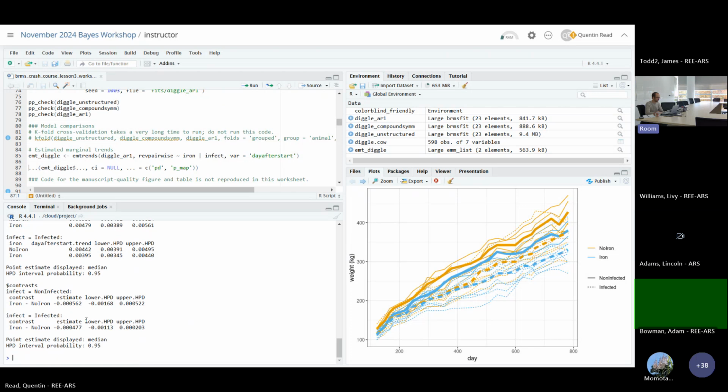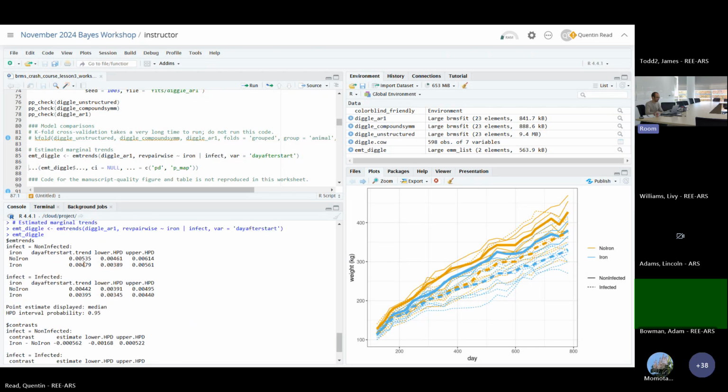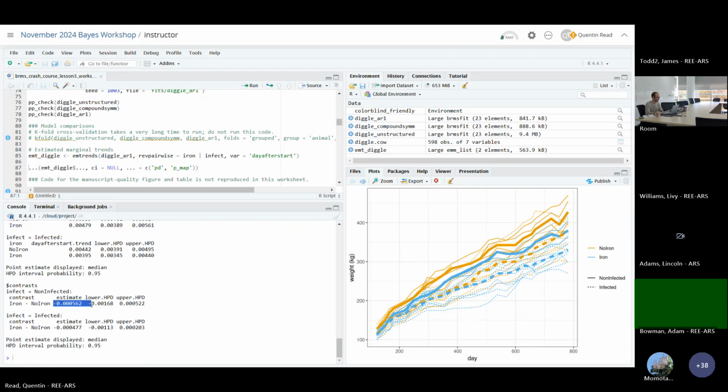It's quite similar. And if you take the contrast, if you subtract these two numbers, the 0.00535 and 479, the difference is very small, close to zero. You can see the credible interval means the evidence is consistent with a small negative effect and a small positive effect. There's not really evidence one way or the other for an effect.